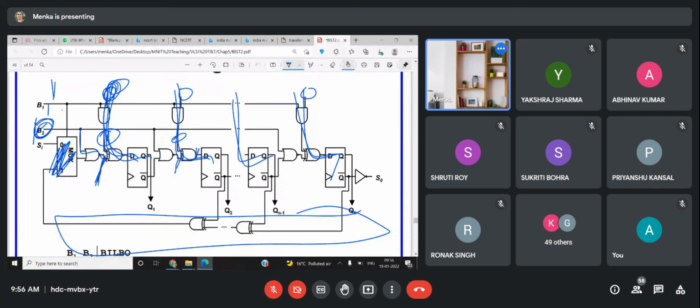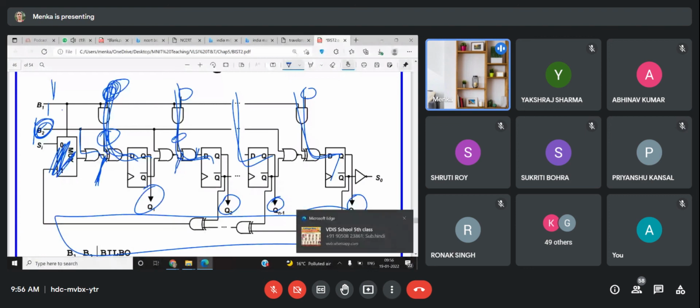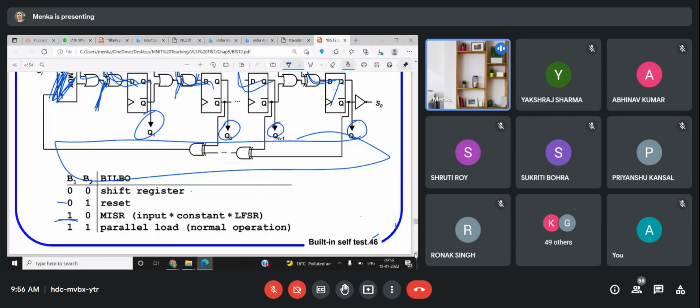So parallel in, parallel out. This is also a kind of register. So this Bilbo will be working like that in that case. Yeah, understood? So these are the four modes of operation for Bilbo. 00 means it will be working as a shift register. 01 means reset. 10 means MISR, and 11 means it will be working like the parallel load.